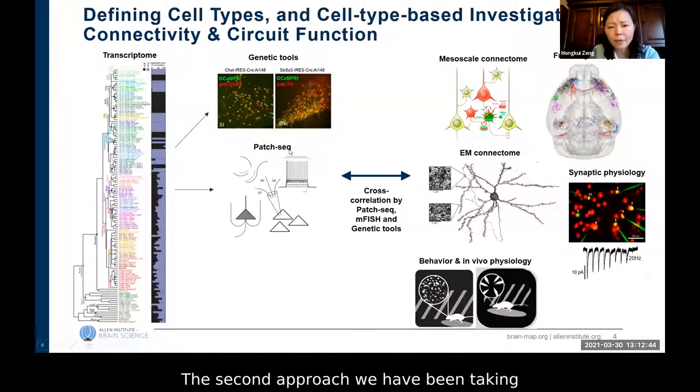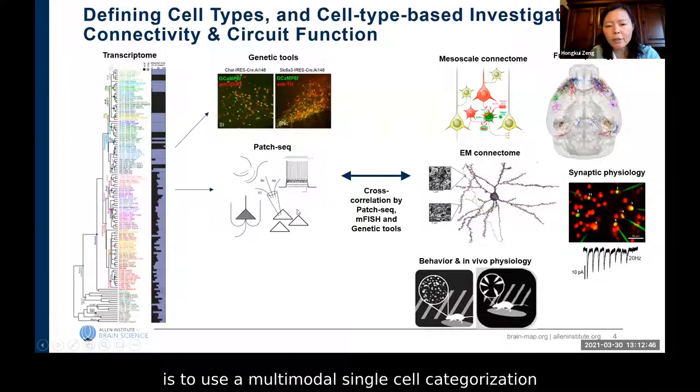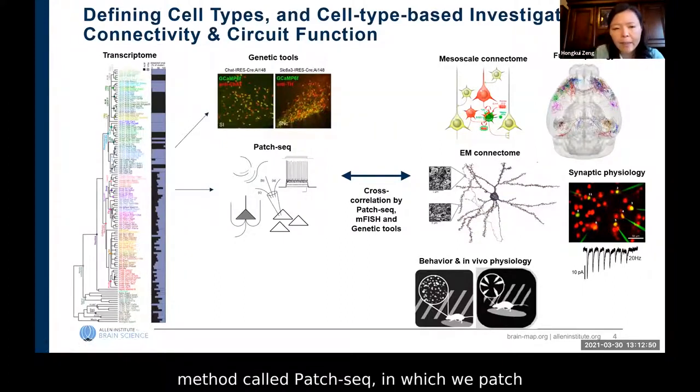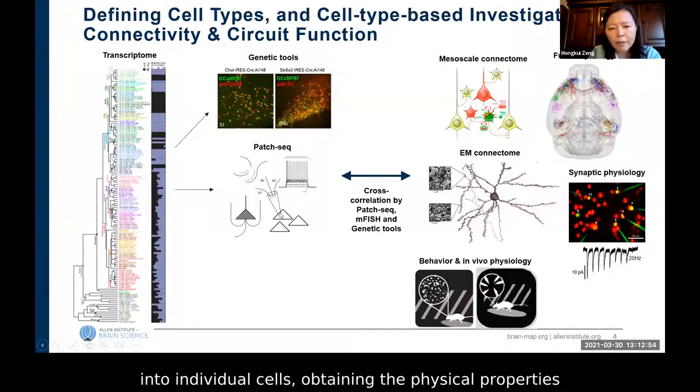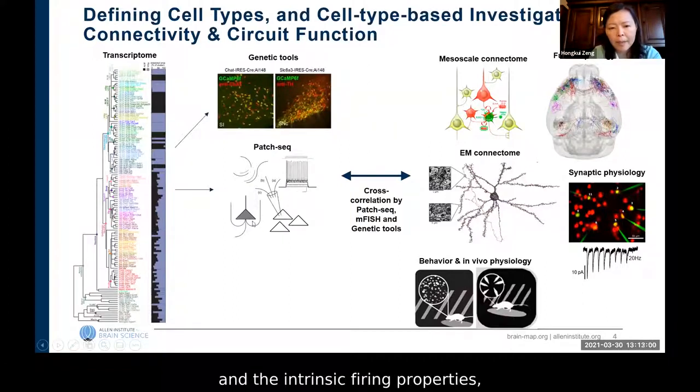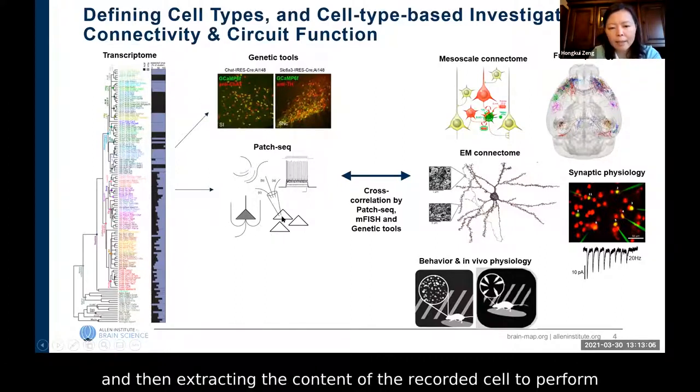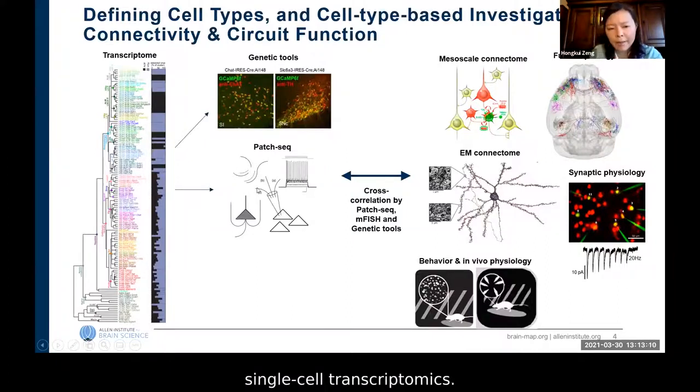The second approach we have been taking is to use a multi-modal single-cell characterization method called Patch-seq, in which we patch into individual cells, obtaining their biophysical properties and intrinsic firing properties, their local morphologies using biocytin fill, and then extract the content of the recorded cell to perform single-cell transcriptomics.